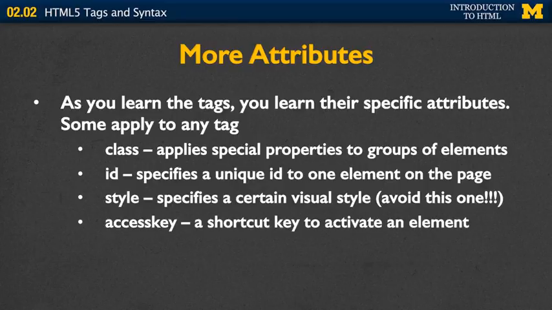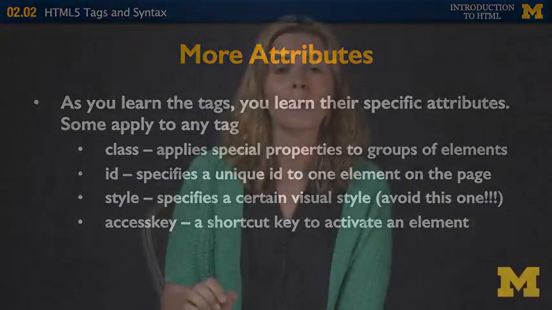The next one is called access key. And an access key is very important for accessibility. It allows a shortcut key to kind of activate or put into focus an element. So maybe you have a big page and you have a form or something along it, and you want someone to be able to quickly get to a certain part of your page, you can give them an access key.